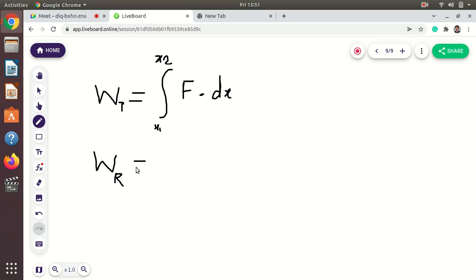So again, just use analogy. What will come in place of F?